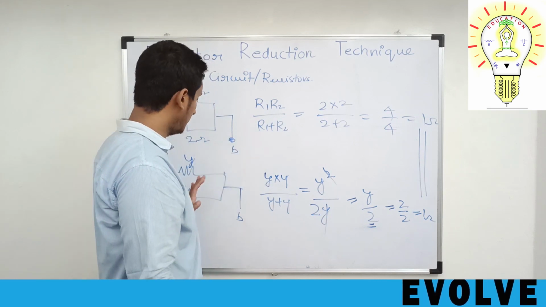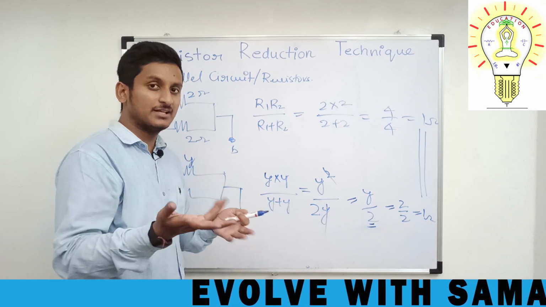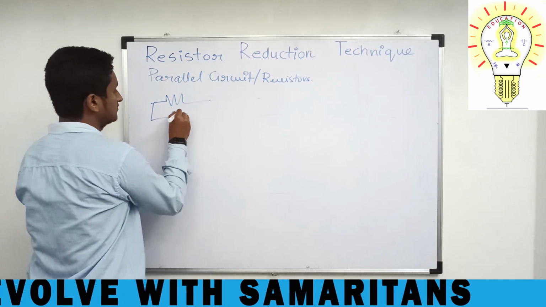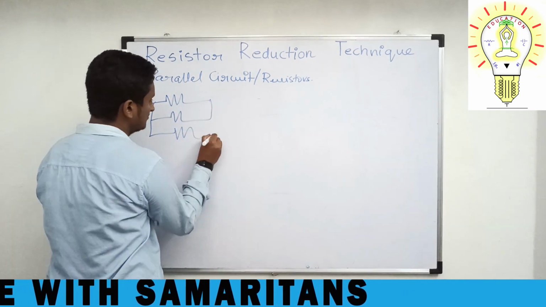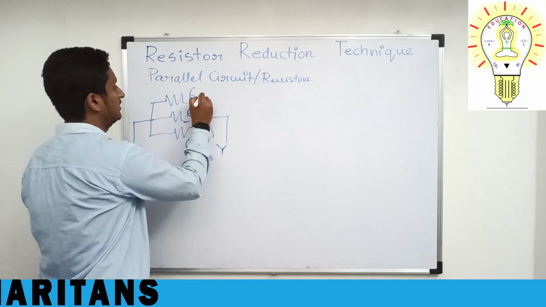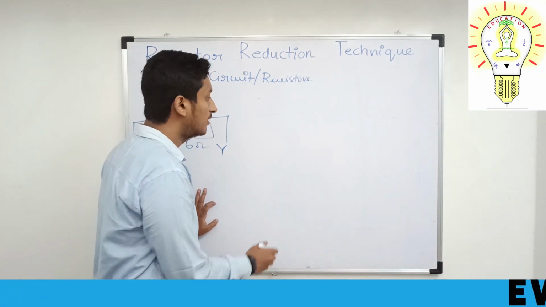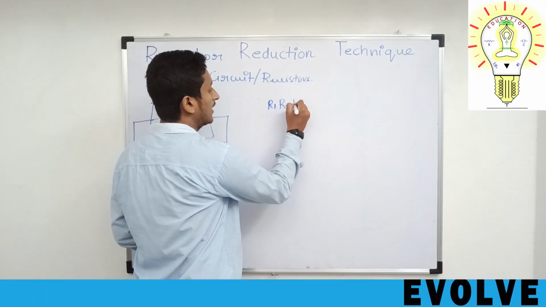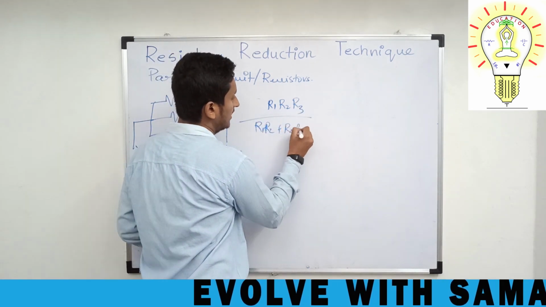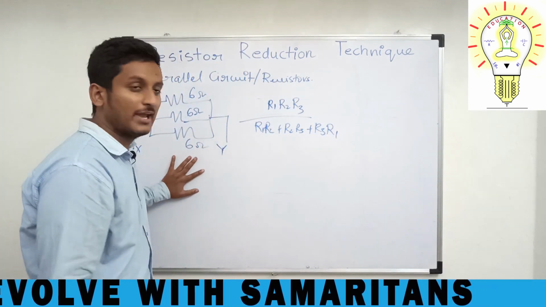So what will happen if we do like this is, we are going to save some time. Similarly, for the 3 resistors, what can we do? Let us see. Now if I have 3 resistors like this of same value, 6, 6, 6 ohms. Now how can I calculate the equivalent resistance as per the formula? We have R1R2R3 by R1R2 plus R2R3 plus R3R1. Isn't it? Now how can we calculate this?